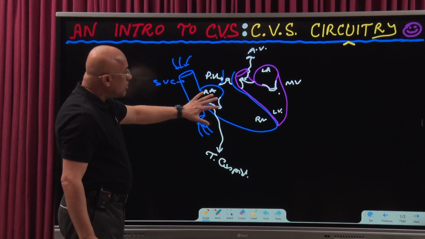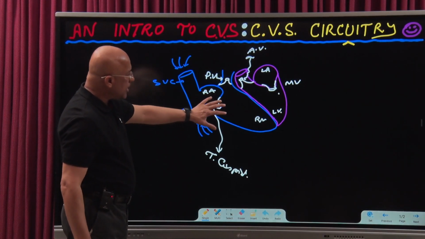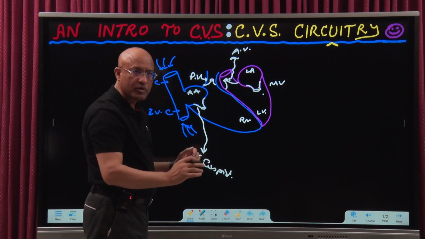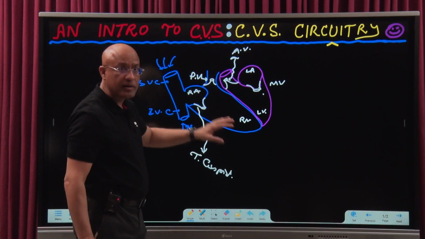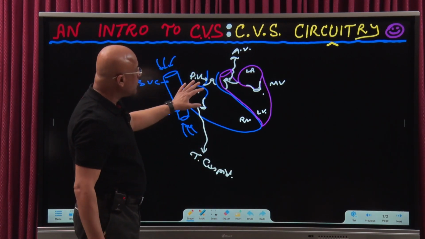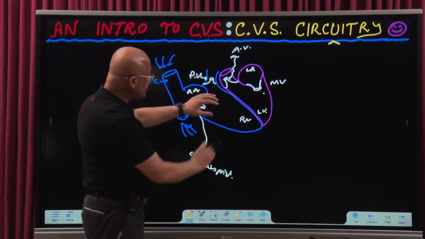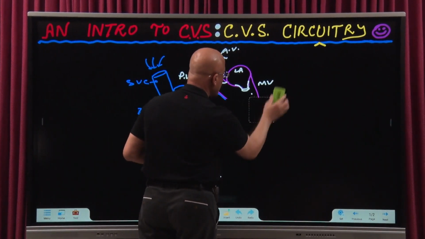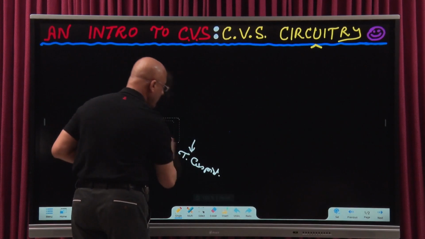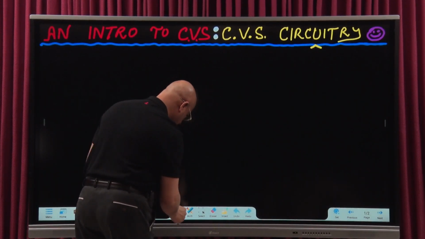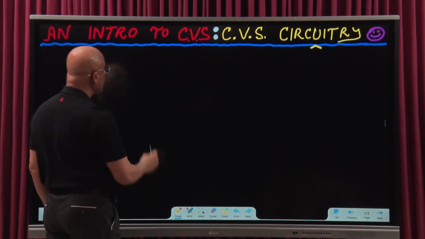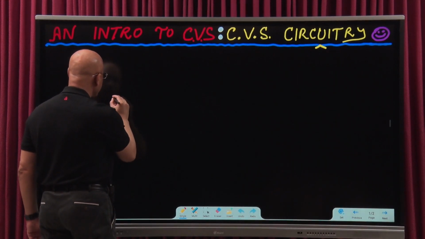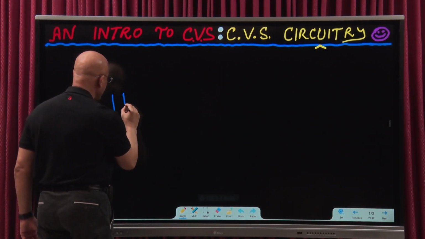And after that, in diagrams, I will show the right side of the heart and the left side of the heart separately, because when I am going to show you pulmonary circulation and systemic circulation, for simplicity purposes, I will separate the right side of the heart and the left side of the heart. So, let me draw that structure now, and we will see how the blood flow moves through. First of all, let me draw here the right side of the heart.